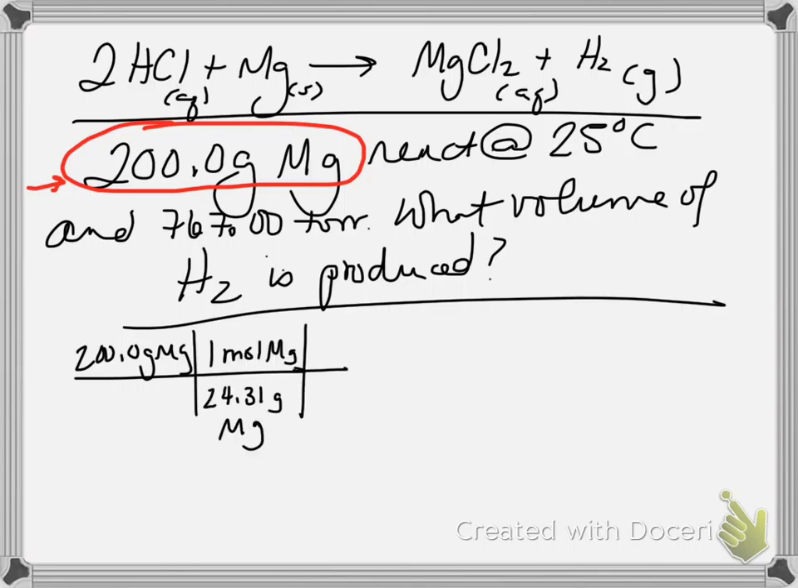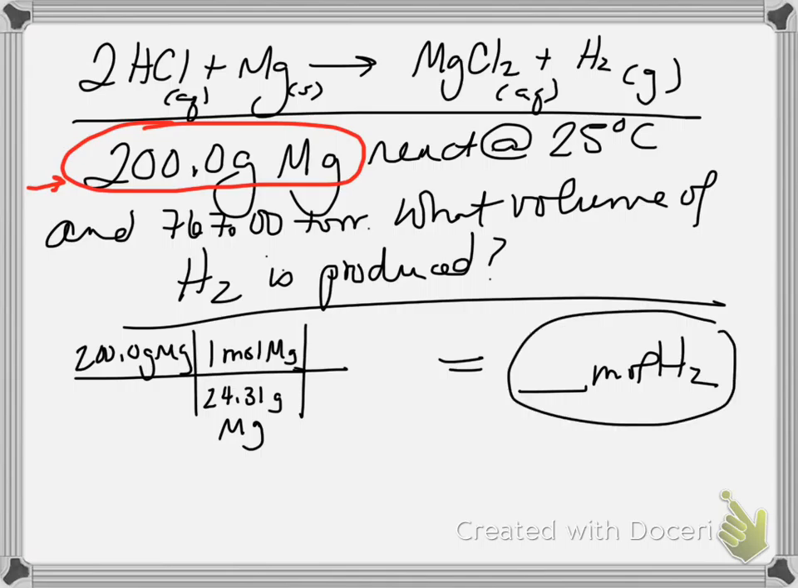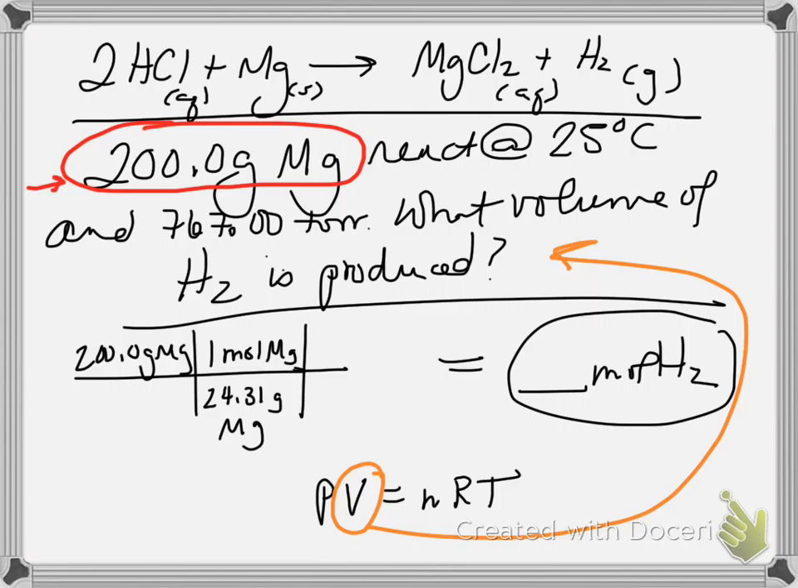So we go through this factor label process, and what are we going to try to get out of this? Well, we want moles of H2, because that is then something that we can put into PV equals nRT, because the final thing we're asking for is that. And we need to have a number of moles that we can put into an ideal gas law problem.